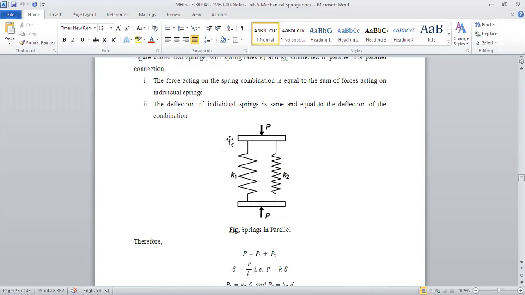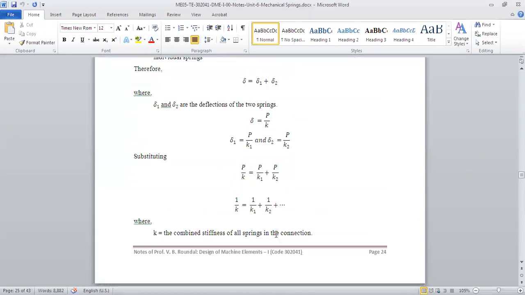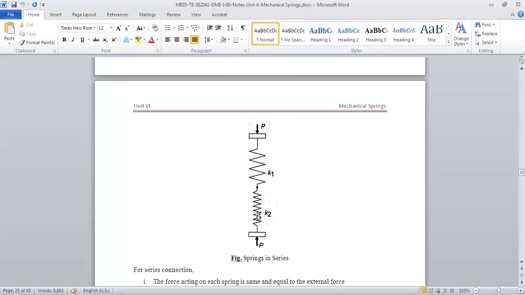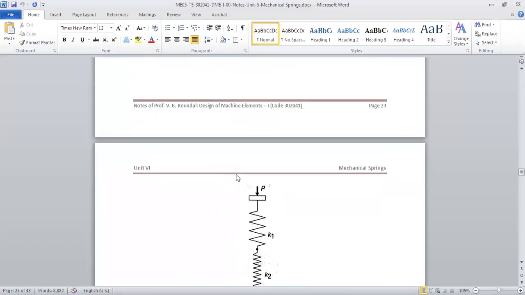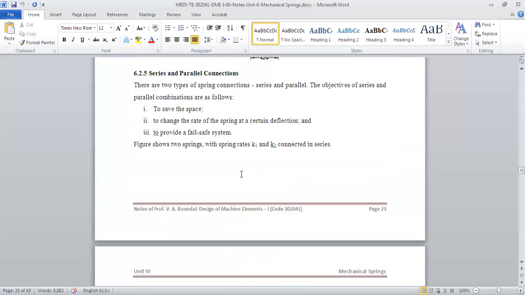We have two springs, where the springs are in parallel to each other. In this case, the load taken by both springs will be different, but the deflection will be the same. This is a spring in parallel. But if we attach another spring at the end of one spring, that becomes a spring in series. In that case the load carried is the same by all the springs, but the deflection will be different, right? So we have to see how to find the stiffness in case of a parallel spring or series spring.